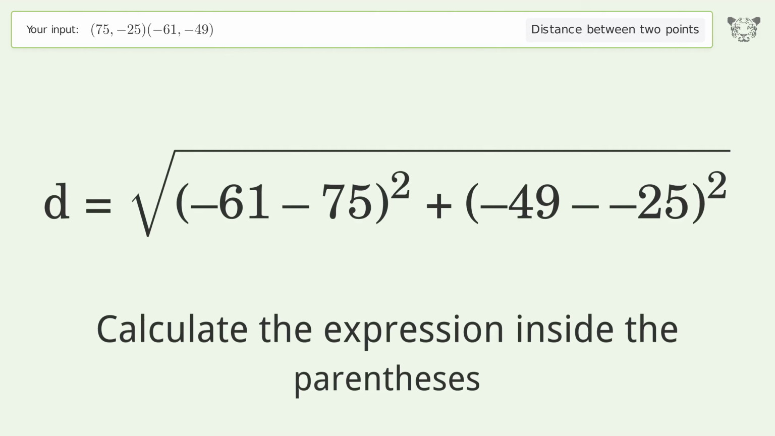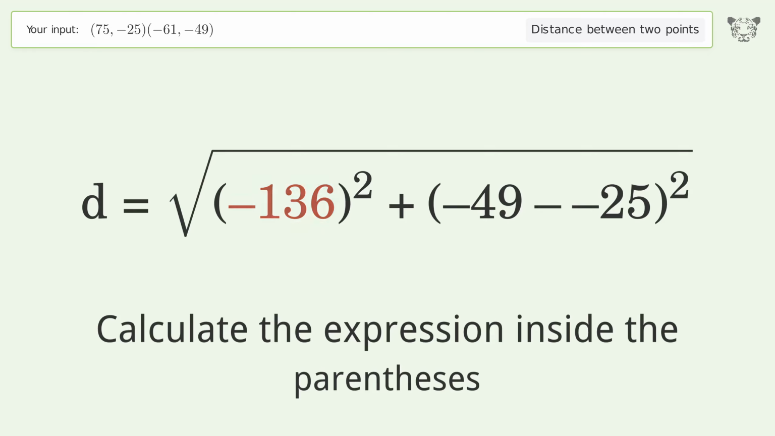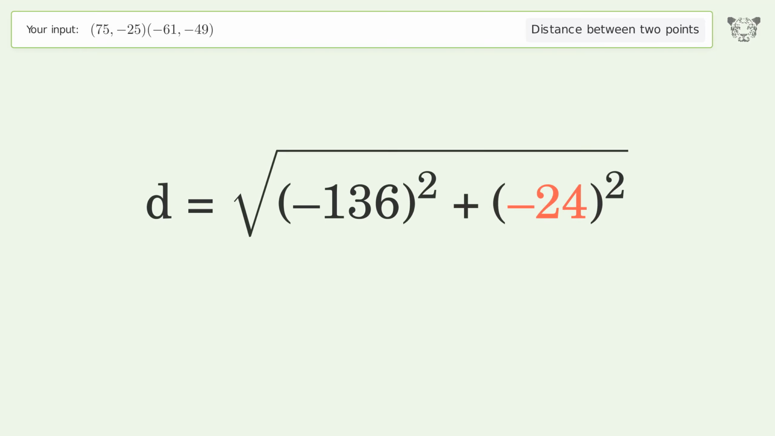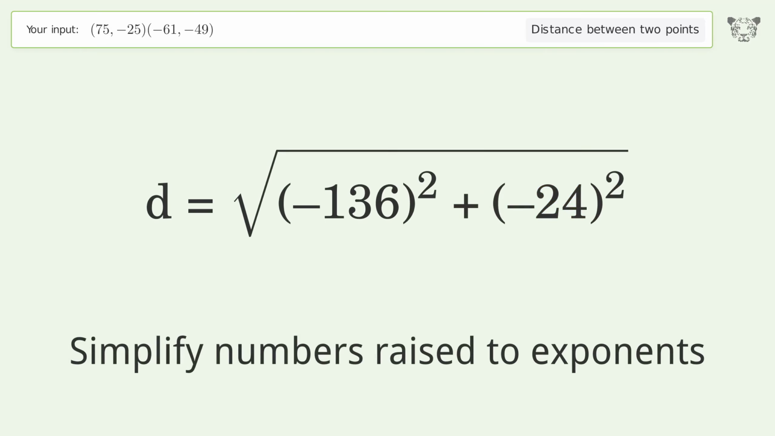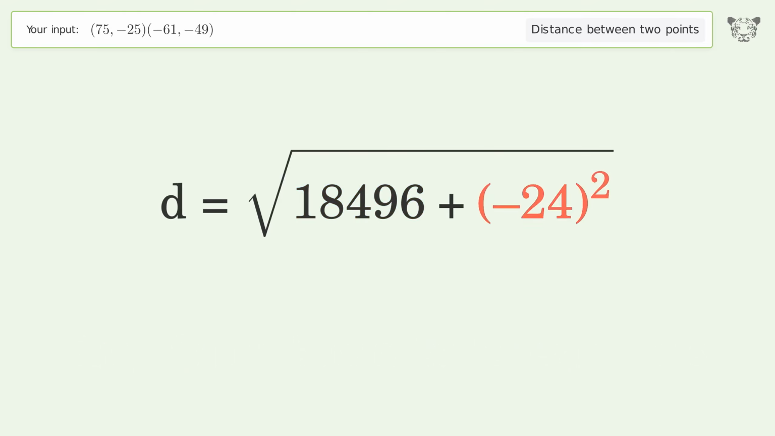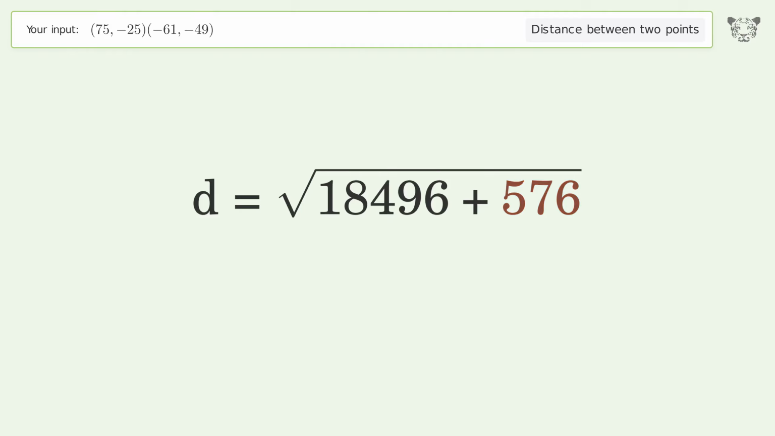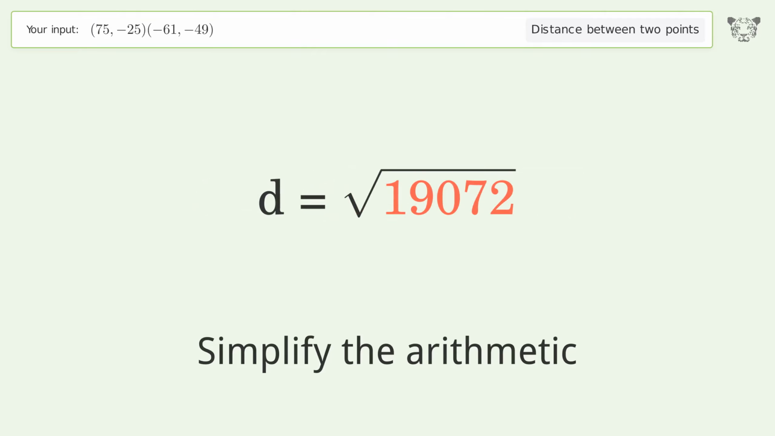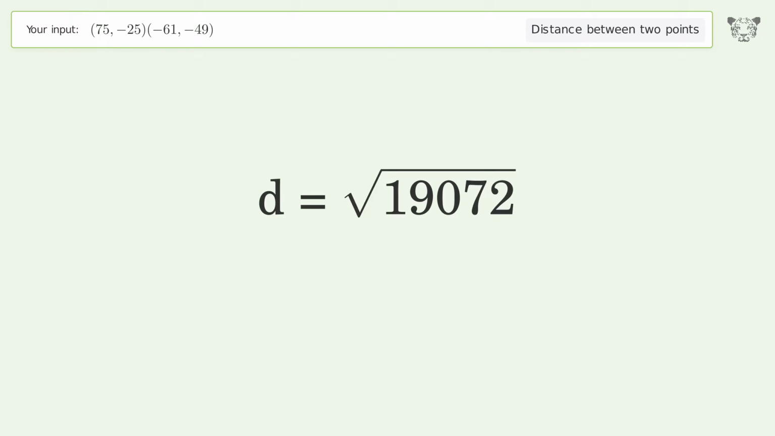Calculate the expression inside the parentheses. Simplify numbers raised to exponents. Simplify the arithmetic. And so the distance between the 2 points is the square root of 19,072 or 138.101.